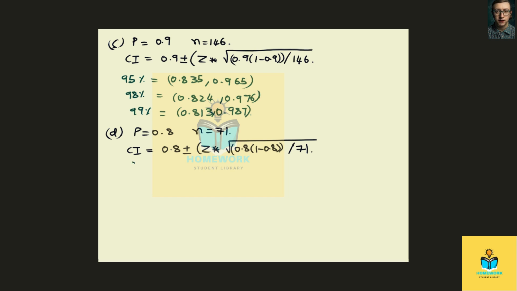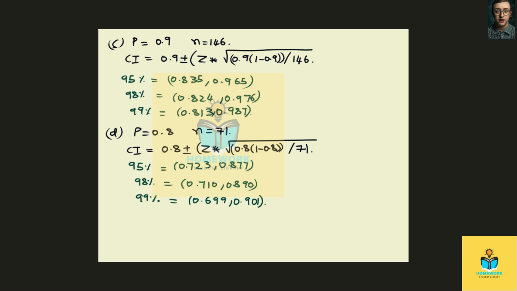After calculating with different Z values, for 95% confidence it gives, for D, 0.723 comma 0.877. With 98% confidence it gives 0.710 comma 0.890, and for 99% confidence it gives 0.699 comma 0.901.